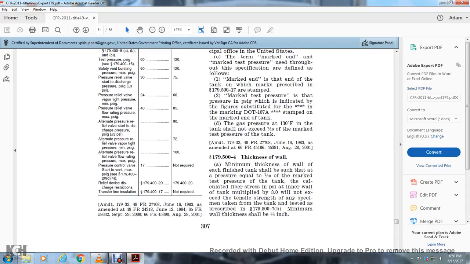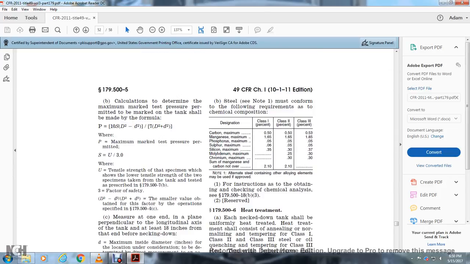179.504, the thickness of the wall. The minimum thickness of the wall of each finished tank shall be such that the pressure equal to 7/10 of the marked test pressure of the tank, calculated with the fiber stress in PSI of the inner wall of the tank multiplied by 3.0, will not exceed the tensile strength of any specimen taken from the tank and tested as prescribed in 179.507. The minimum wall thickness shall be 1/4 inch.